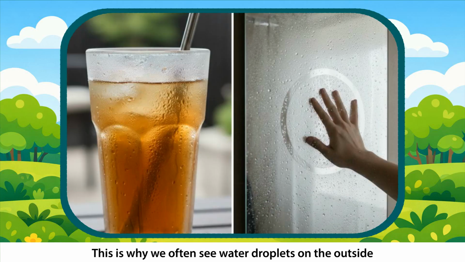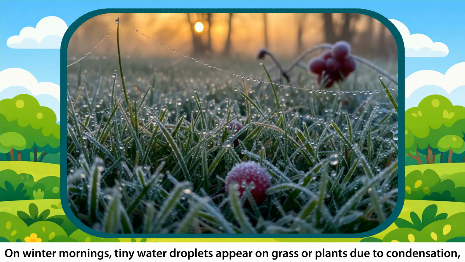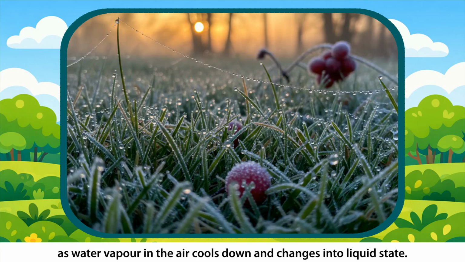This is why we often see water droplets on the outside of a glass filled with cold drink or on bathroom mirrors after a hot shower. On winter mornings, tiny water droplets appear on grass or plants due to condensation as water vapor in the air cools down and changes into liquid state.